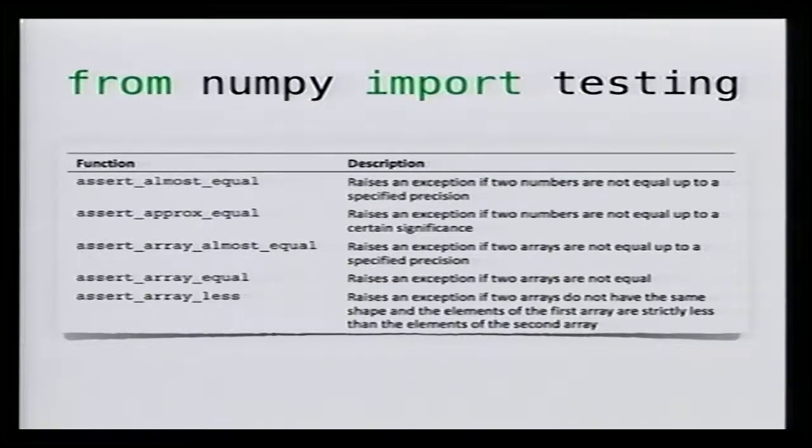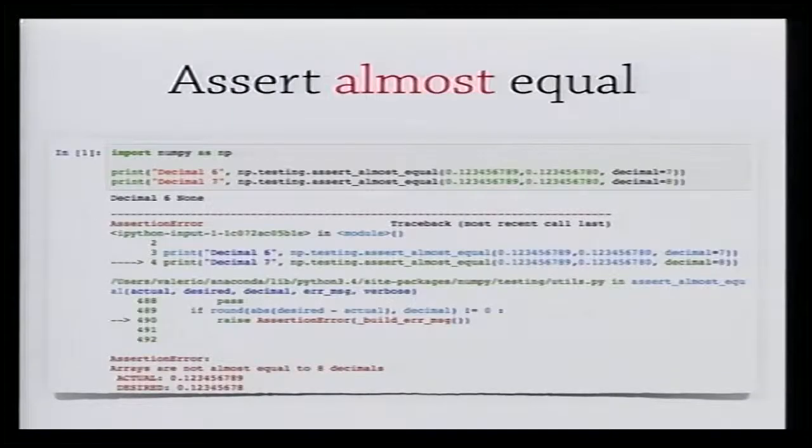In this particular case, NumPy comes to help. I don't know if you already knew that, but NumPy has a testing module that includes some additional assertions. For instance, assert_almost_equal, approximately equal, and some assertions related to array comparison. We will see a couple of examples. For instance, if you want to assert that two numbers are almost equal, we might use the assert_almost_equal assertion in the numpy testing module, and we might specify the number of decimal places at which the two numbers are compared.